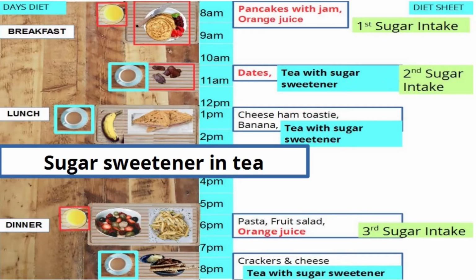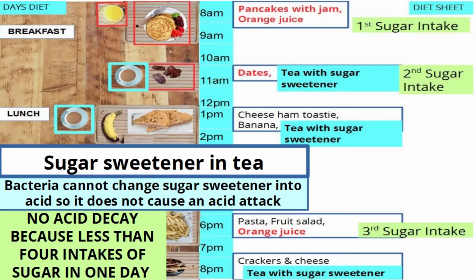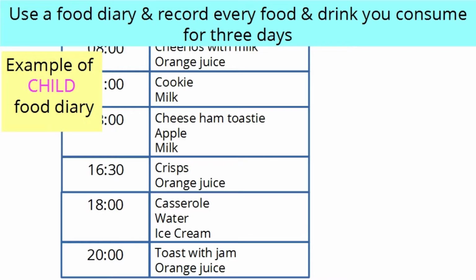Or we replace sugar with a sugar-free item. In the food diary, we replace sugar with a sugar sweetener in tea for all meals. Bacteria cannot change sugar sweetener into acid, so a sugar sweetener does not cause an acid attack. So no acid decay occurs, because we have less than 4 intakes of sugar in 1 day. Another example.